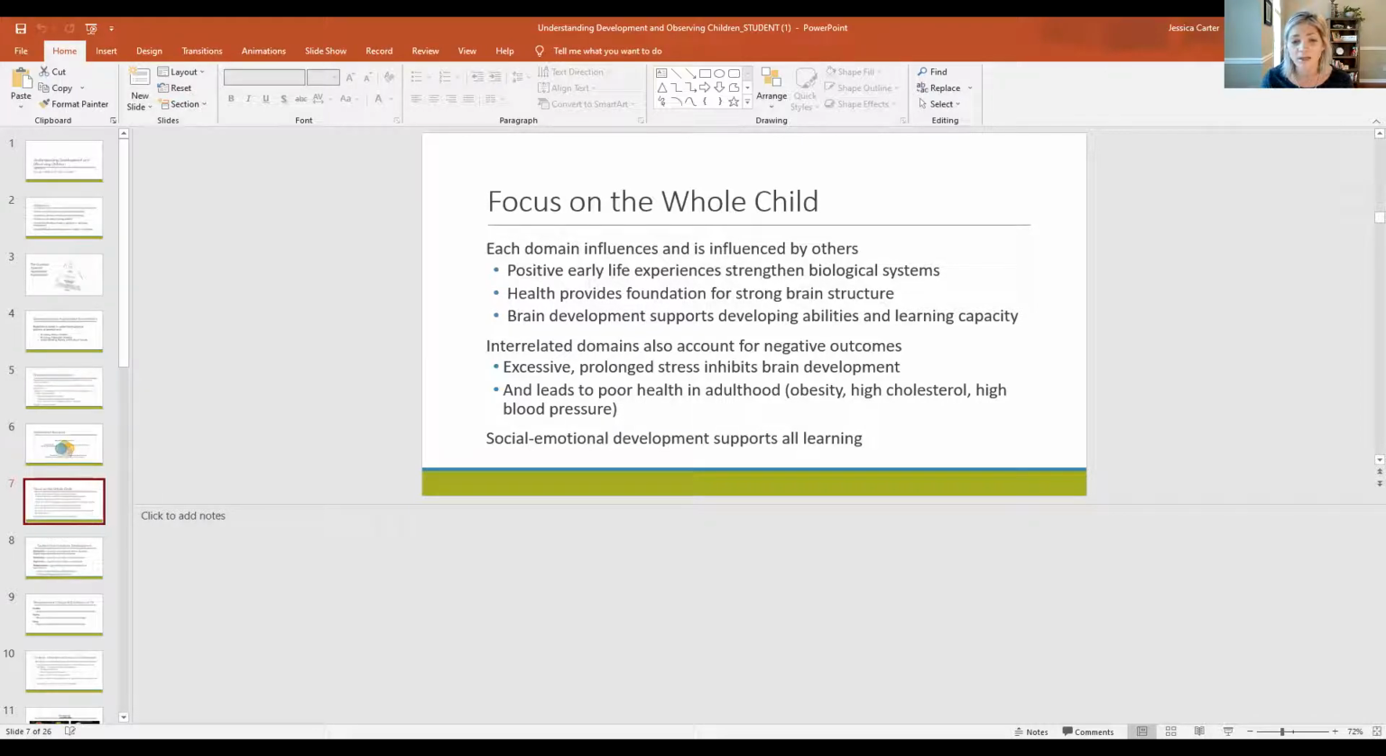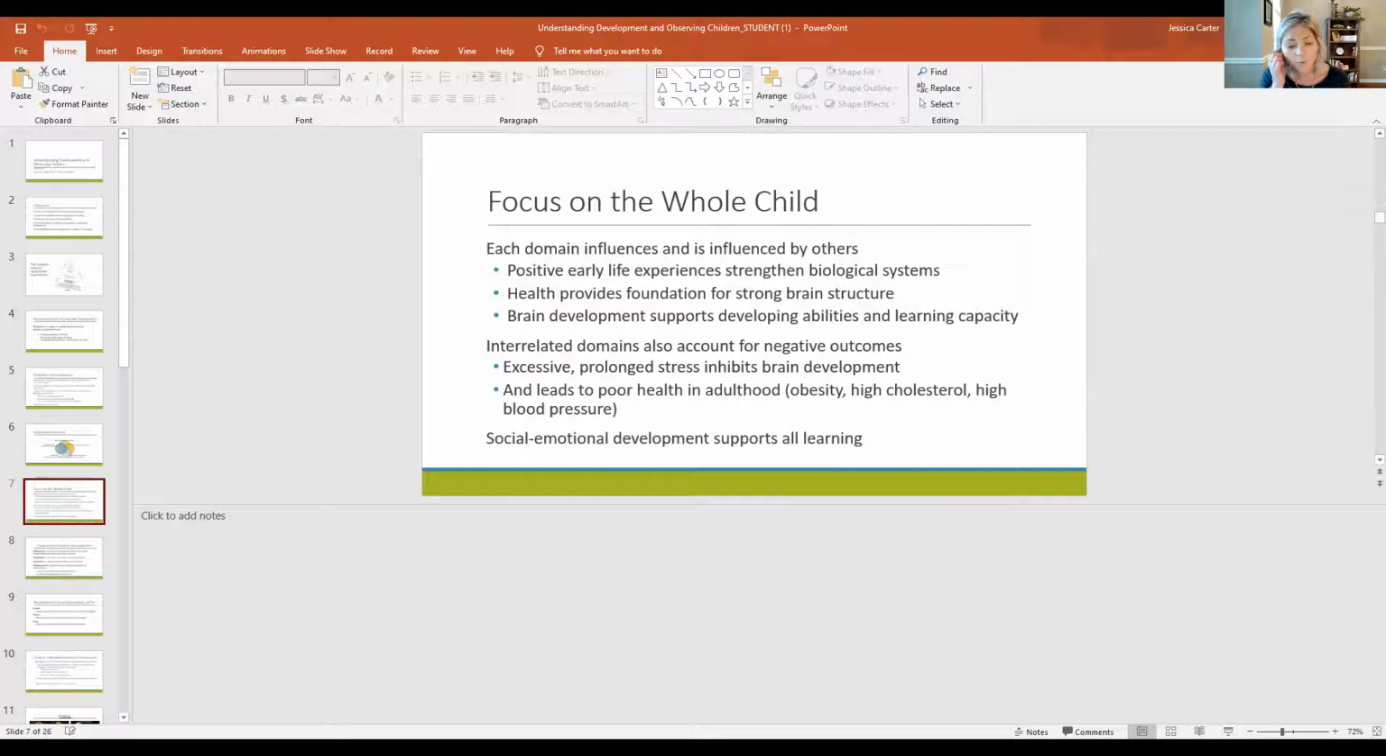Interrelated domains also account for negative outcomes in the child. So we will look at some stressors in a bit, and it's important to know that prolonged excessive stress actually inhibits brain development, and it leads to poor health in adulthood. In the same way that positive early learning experiences contribute to positive outcomes, negative life experiences have negative implications and repercussions as the child grows into a teen and adult.